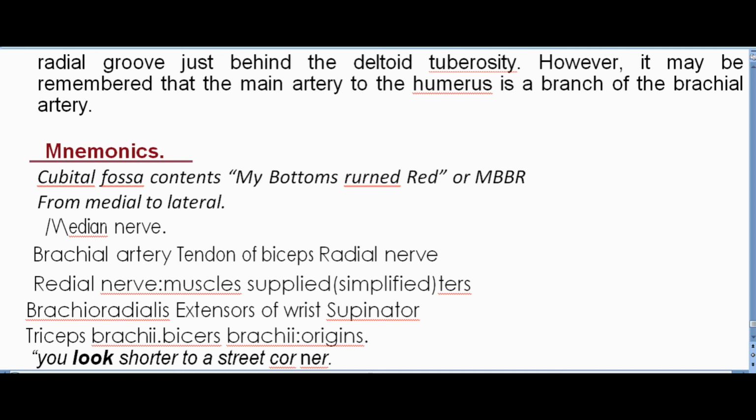Mnemonics. Cubital fossa contents, MBBR, from medial to lateral: median nerve, brachial artery, tendon of biceps, radial nerve. Radial nerve muscles supplied, simplified: brachioradialis, extensors of wrist, supinator, triceps brachii. Biceps brachii origins.